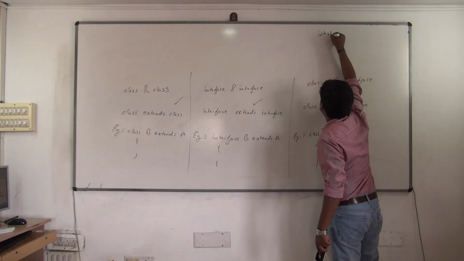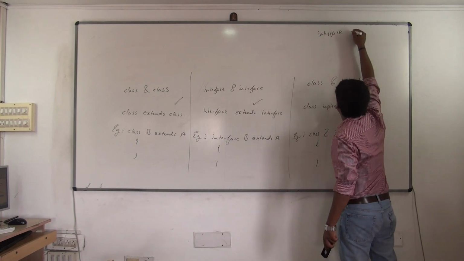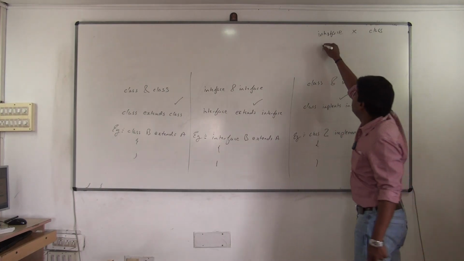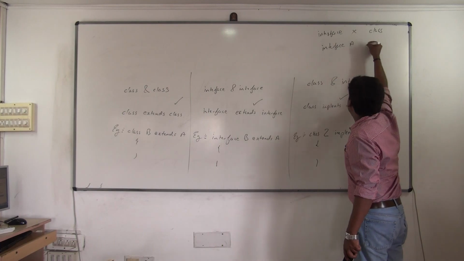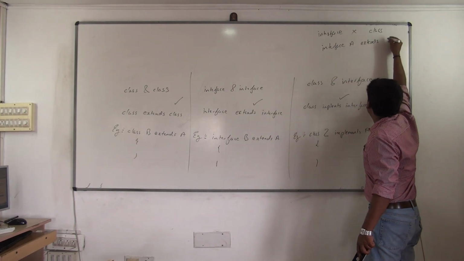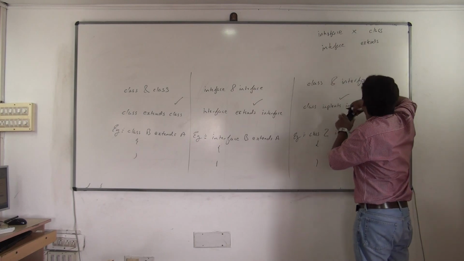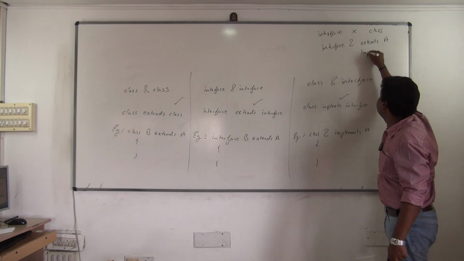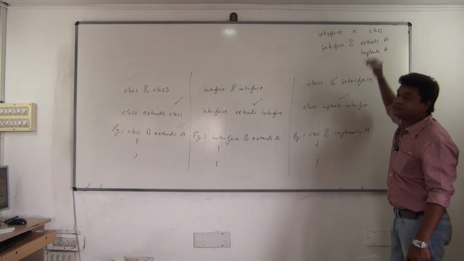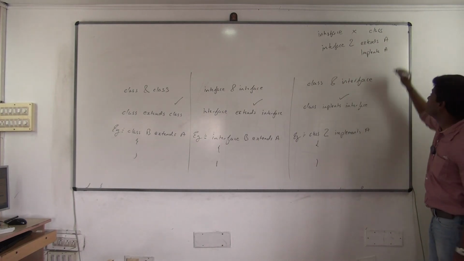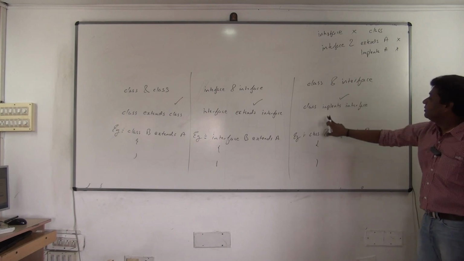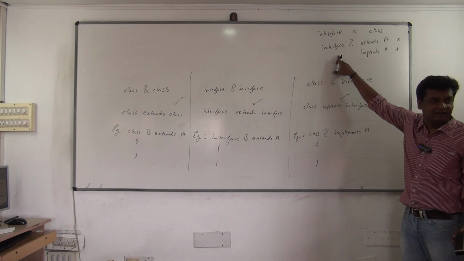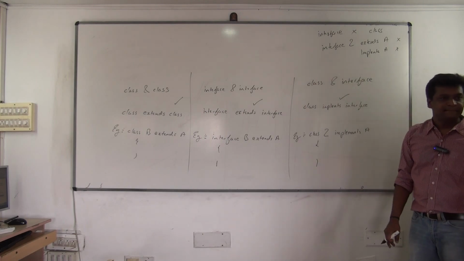But an interface cannot do anything with a class. Interface A can neither extend interface Z, nor extend a class called A, nor implement a class called A. Both are wrong. Class implements interface is correct, but with the interface on the left-hand side, nothing it can do. Are you clear on this relationship now? Why, if you question me?